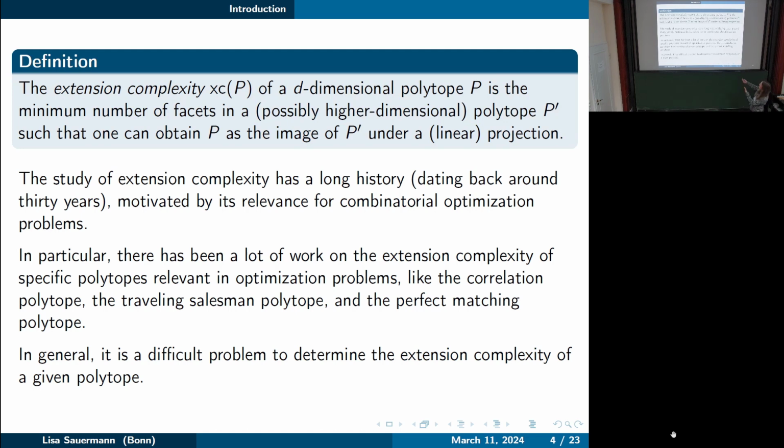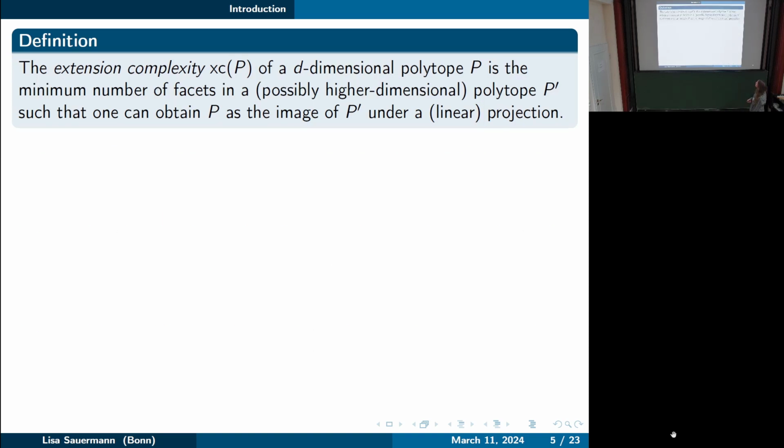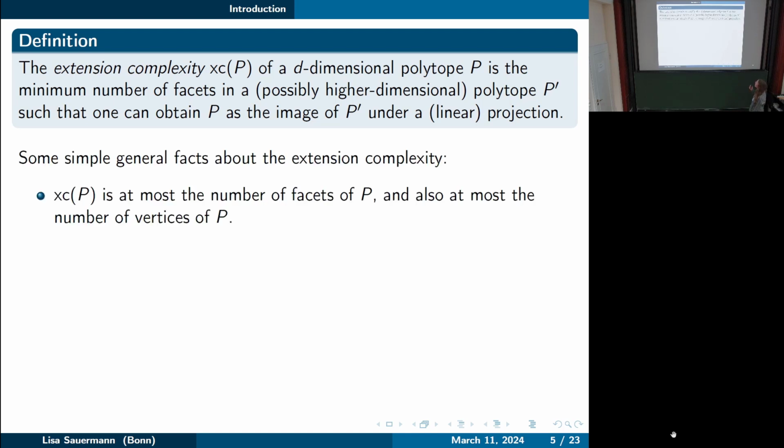So that's already, I guess, shown by the fact that there's so much literature. So you can't just look at the polytope and figure out what the extension complexity is. So in some sense, it's a fairly complicated notion. Okay, so here's again the definition.